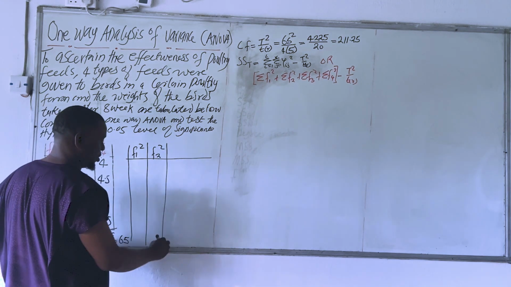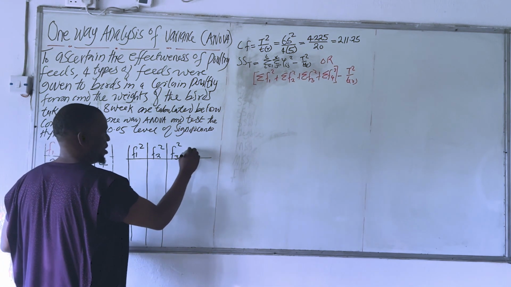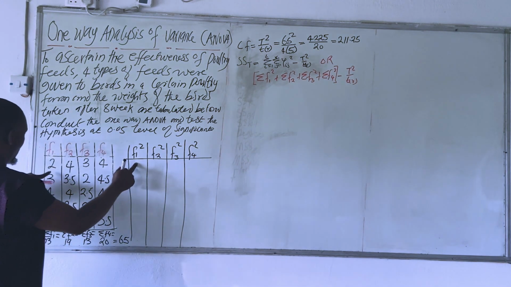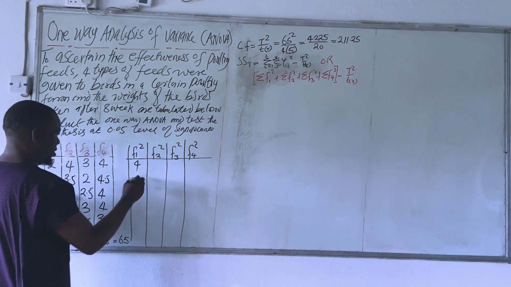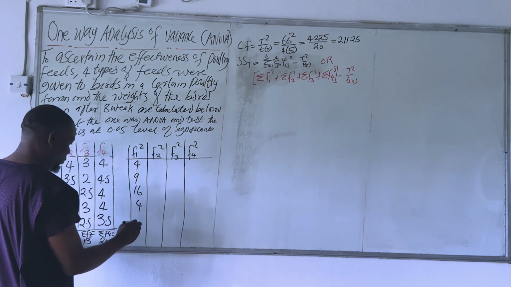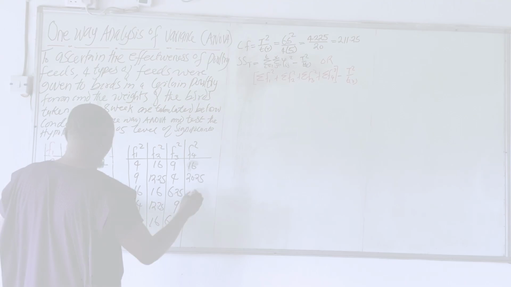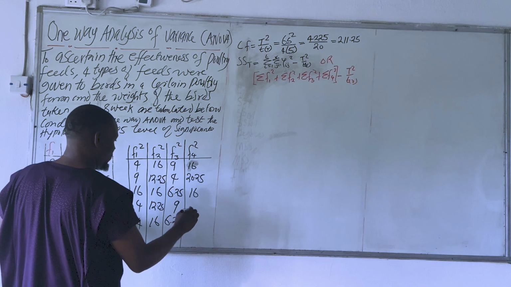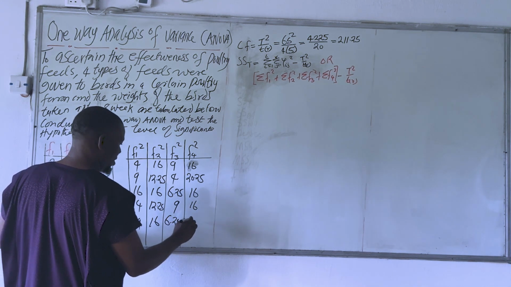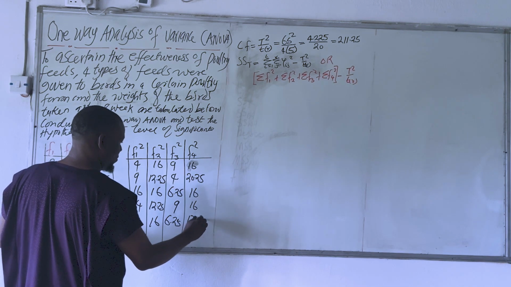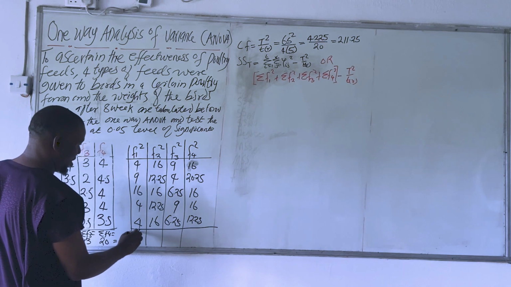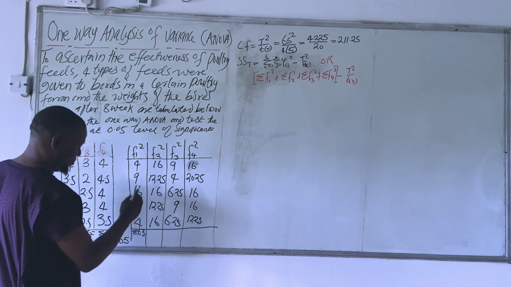We are going to do the same thing for f3 and then also for f4. So our f1 square will be 2 square, 3 square, 4 square, 2 square, and then 2 square, 4. 4 square again, 16. 4 square, 16. And then 3.5 square is 12.25. So the next thing will be to get the summation of this.